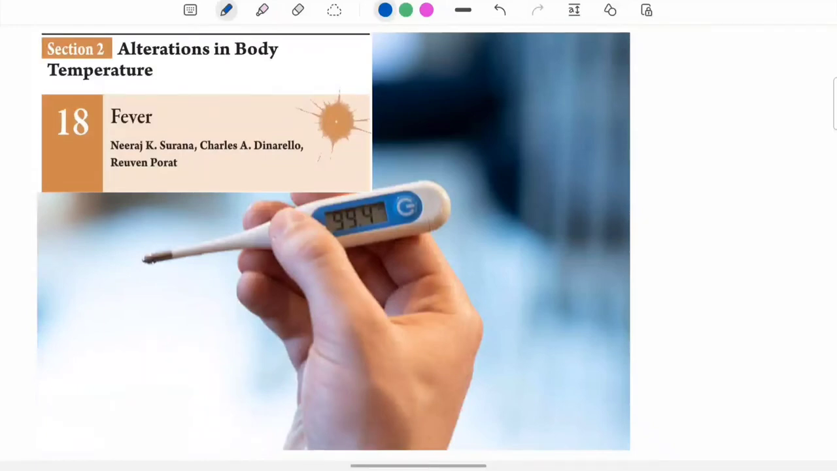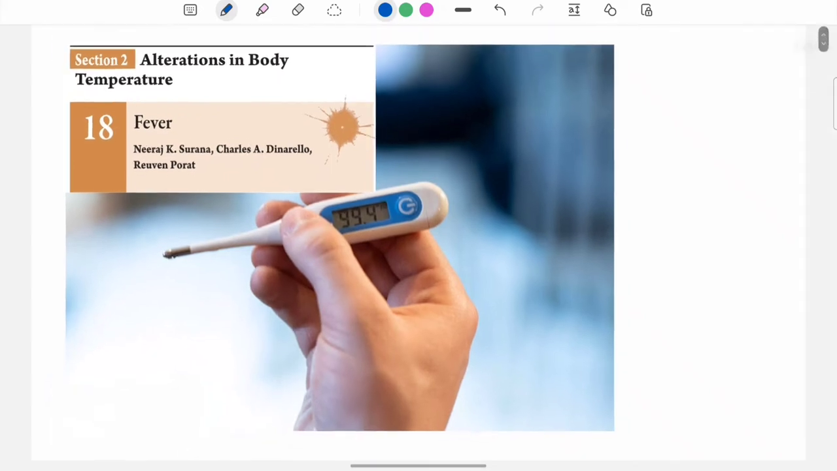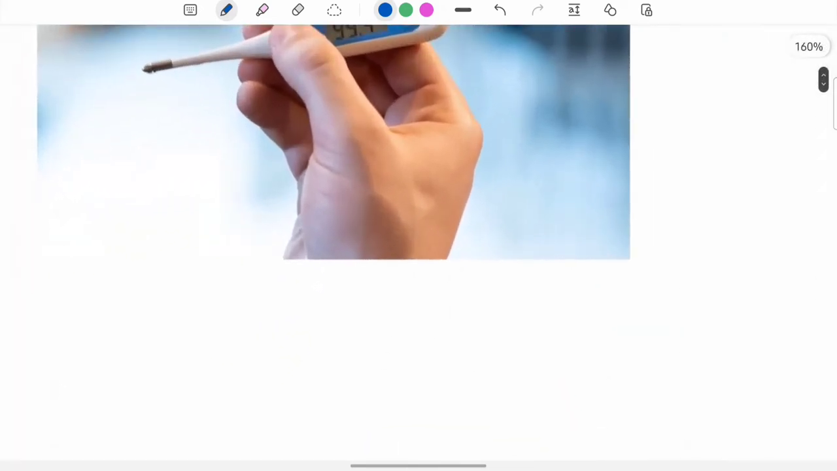Today we will study about fever from chapter 18 of Harrison's textbook. Fever: the normal core body temperature of our body is 36.6 degrees Celsius.